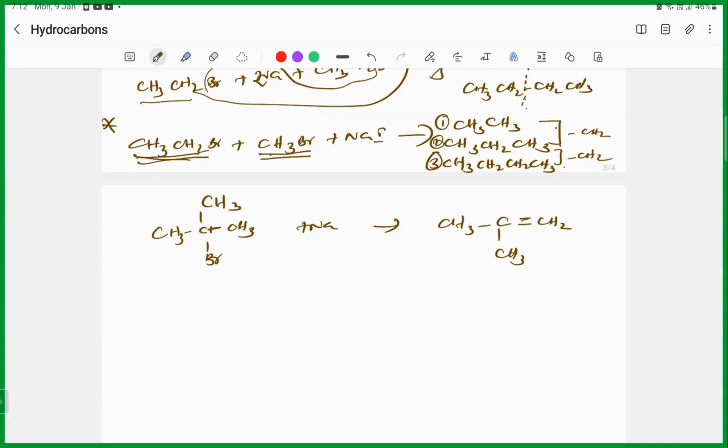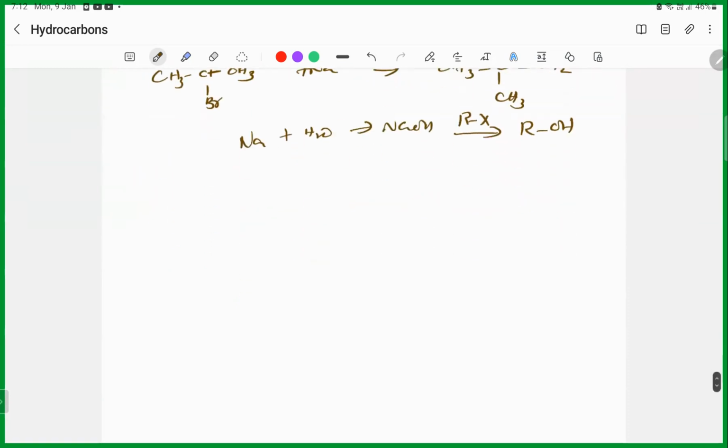Suppose in this reaction you have moisture. What will happen? Sodium will react with the water and give sodium hydroxide. Okay, that sodium hydroxide, when you are using RX, will give the alcohol. So instead of alkane, you will get the alcohol also. This is the main drawback of this reaction.